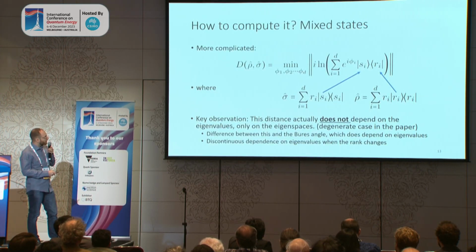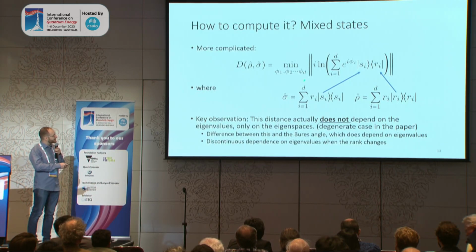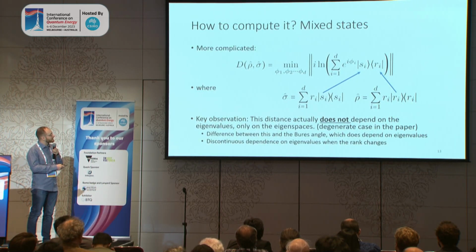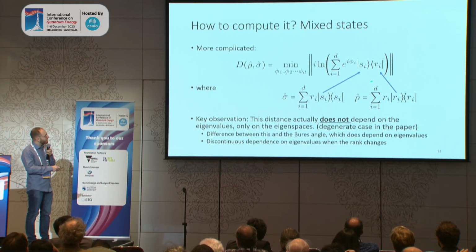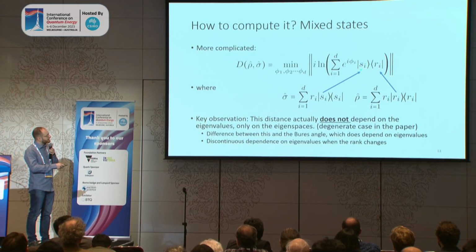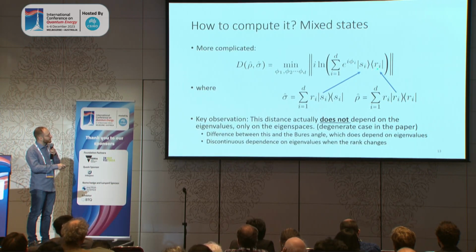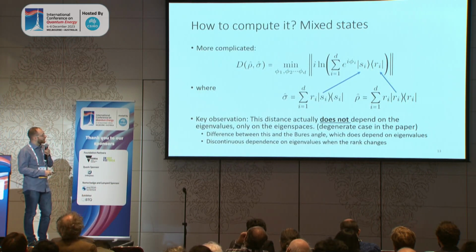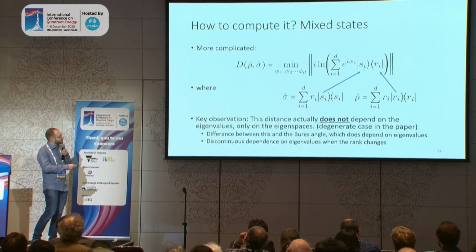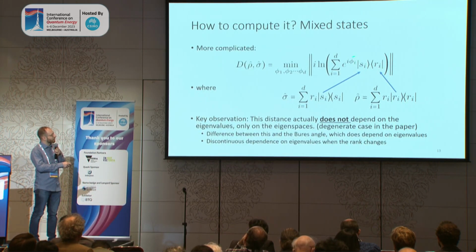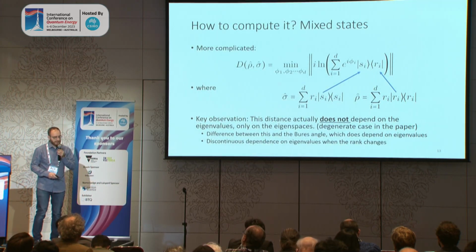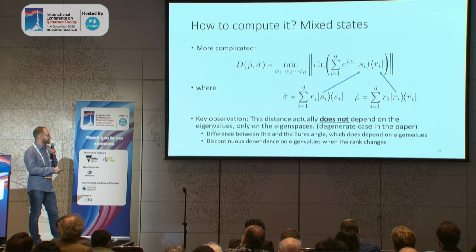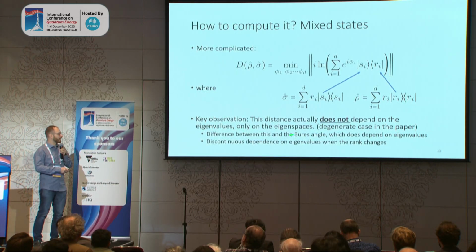For mixed states, it's more complicated, and it still reduces to a minimization problem, but it's somewhat tractable. You need to minimize over some phases, and these S_i are eigenvectors of the charged state, and these R_i are eigenvectors of this other state. And you just need to map these two bases onto each other and then optimize over these phases. The key takeaway of this distance is that it does not depend on the eigenvalues explicitly. It depends only on the eigenspaces.